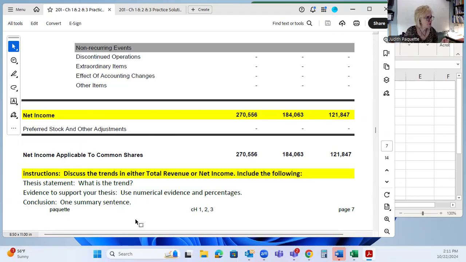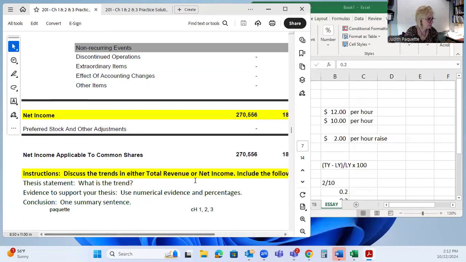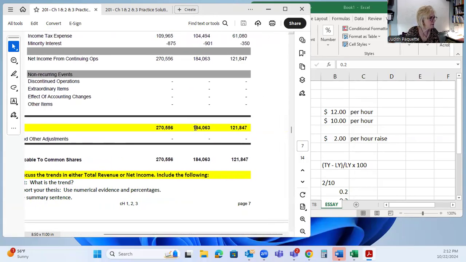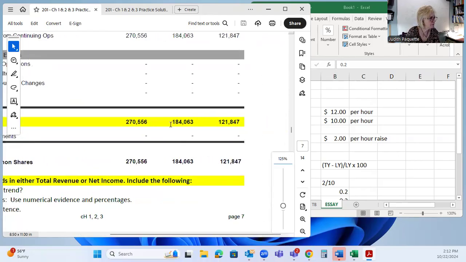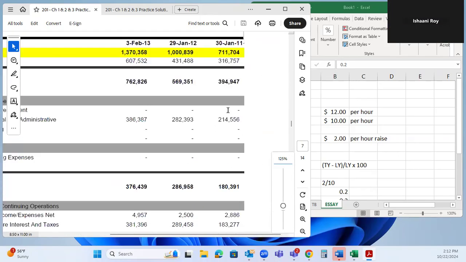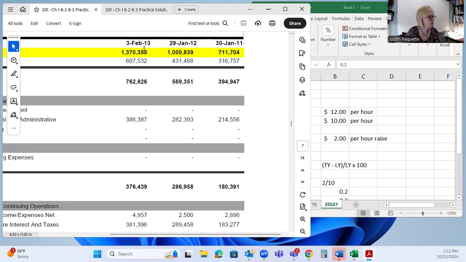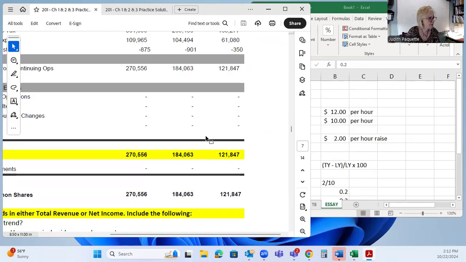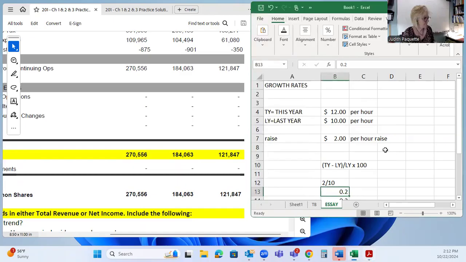All right. So let's start with net income. I want you guys to calculate the growth rate. Can you see these numbers clearly? Yes. So this is 2011, 2012, 2013, okay? So I want the growth rate between 2011 and 2012. Can you give me that? Take a minute and calculate that.